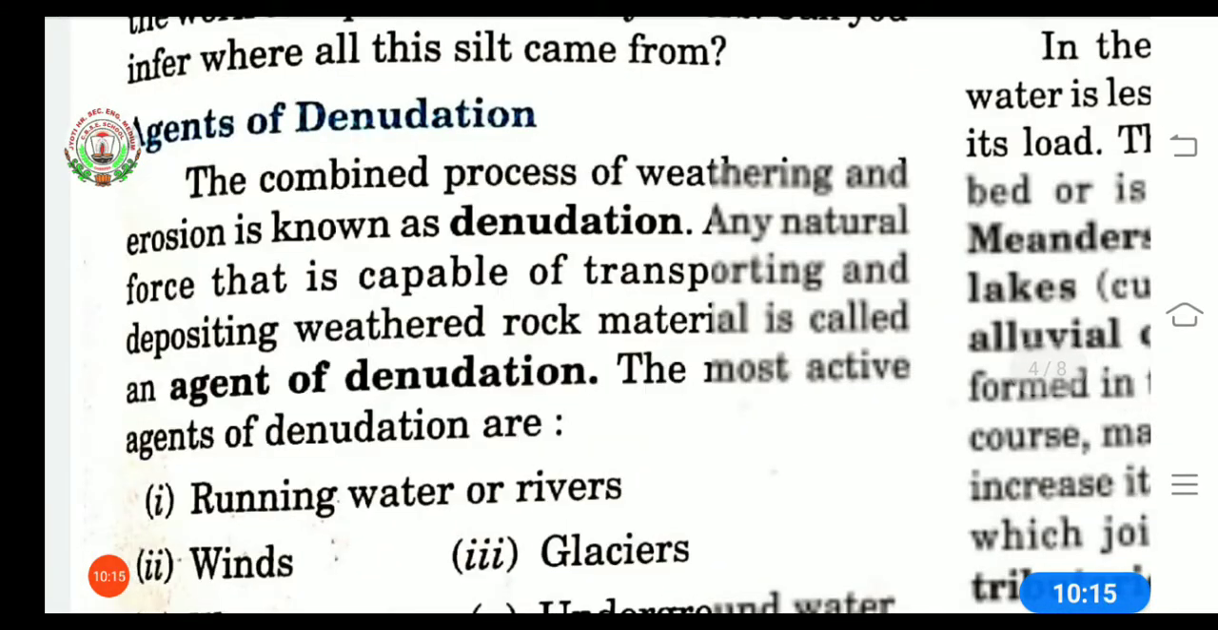Agents of denudation. Now, what is the meaning of denudation? Denudation is the combined process of weathering and erosion. Any natural force that is capable of transporting and depositing weathered rock material is called an agent of denudation.